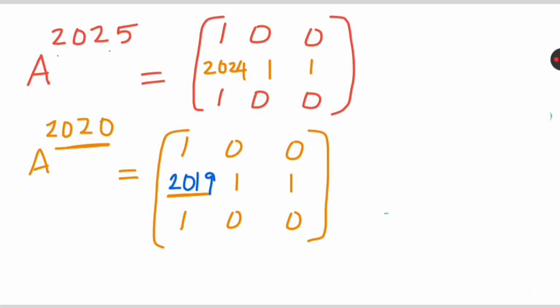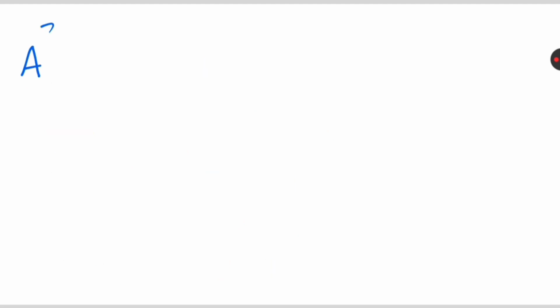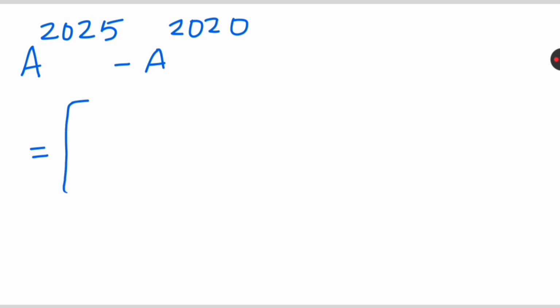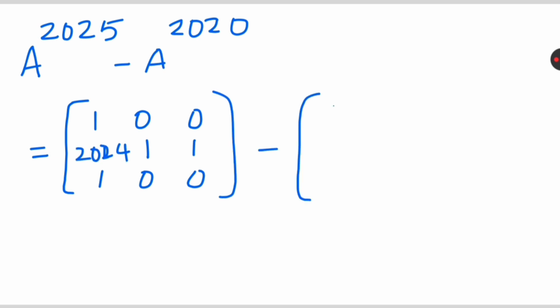So let's do the subtraction: A raised to the power of 2025 minus A raised to the power of 2020. What is the value of A raised to the power of 2025? The first row is 1 0 0 and the third row is 1 0 0. The second row here is 1 and 1, and the first element is 2024. Now minus A raised to the power 2020 also. The first row is 1 0 0 and the third row is 1 0 0, and in the second row the first element is n minus 1, that is 2020 minus 1, which gives 2019, and the remaining are 1 1.